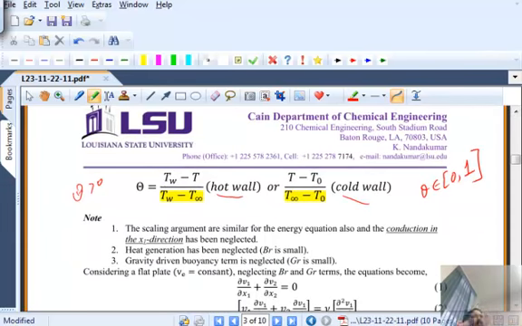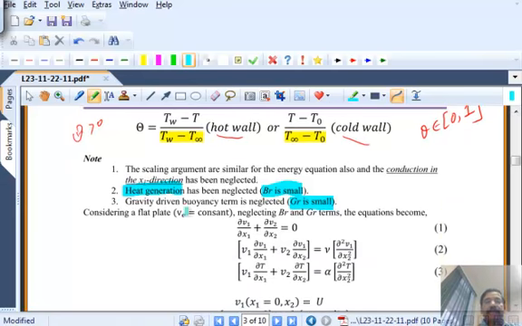The scaling arguments are very similar to what we did before. But we are going to ignore the heat generation term. What is the number that characterizes the viscous dissipation? Do you remember? It's called the Brinkman number. We did that, I think, in one of your problems. And the Brinkman number is assumed to be small. It's not 0, but it's assumed to be small. And similarly, gravitational buoyancy force is assumed to be small. That means the Grashof number is assumed to be small. And we are considering a flat plate. So the velocity outside of the boundary layer is a constant.